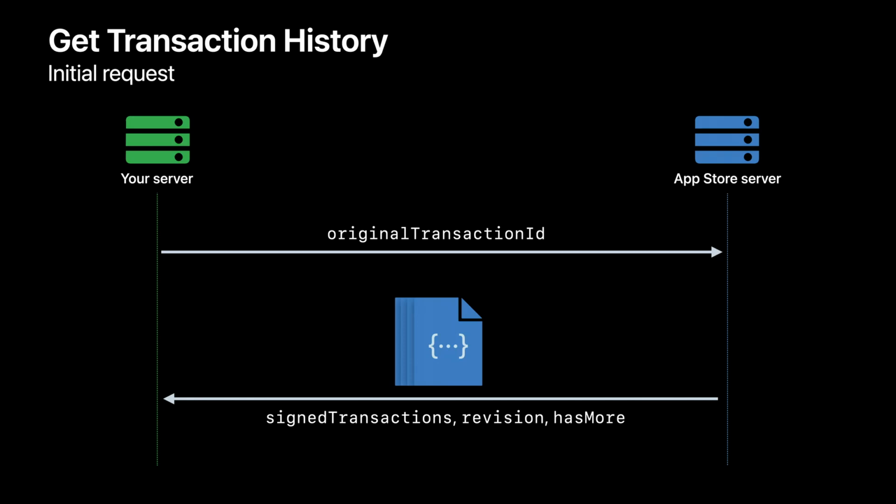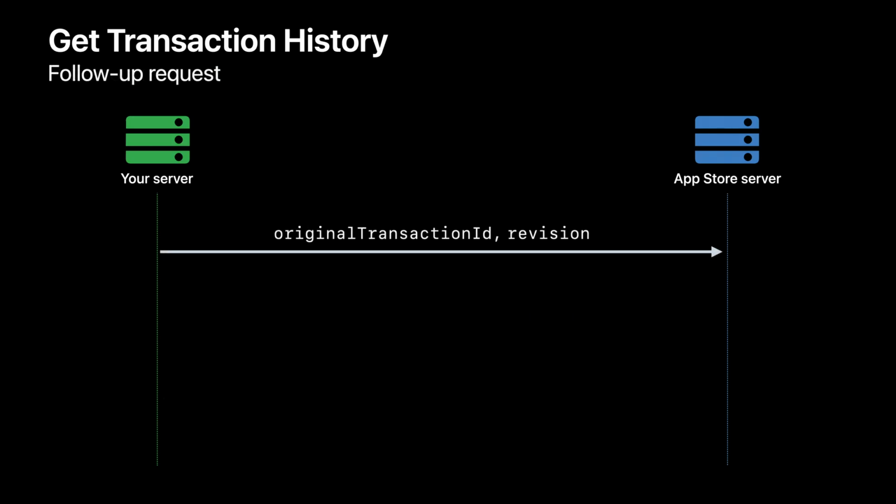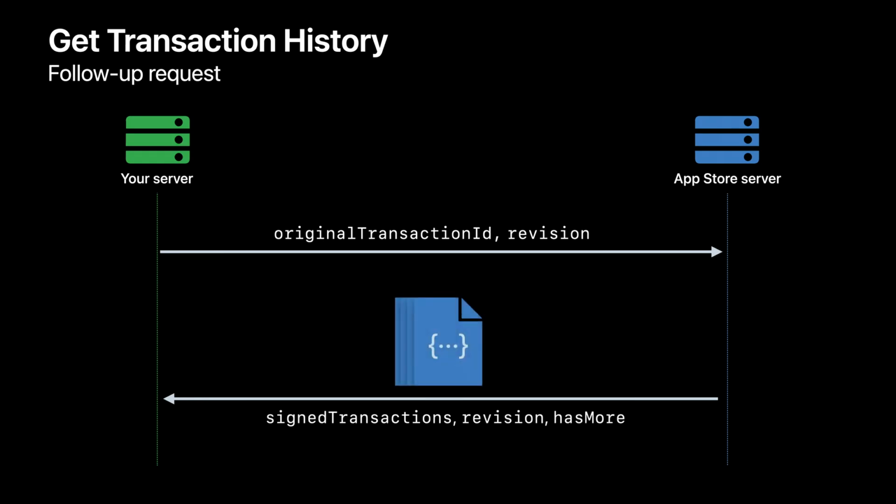Let's say in this case that there's another page of data available. You make another request to the endpoint, and you include that revision value from the first response. You receive the next page of data, including an updated revision value. Has More is now false, so you know you're up to date with the latest transaction data.